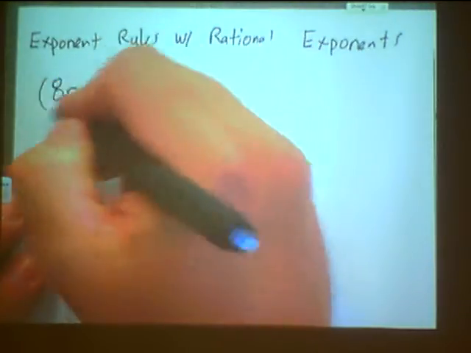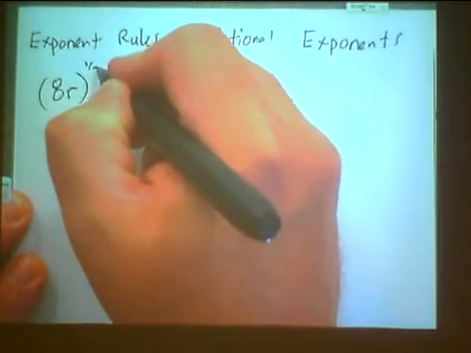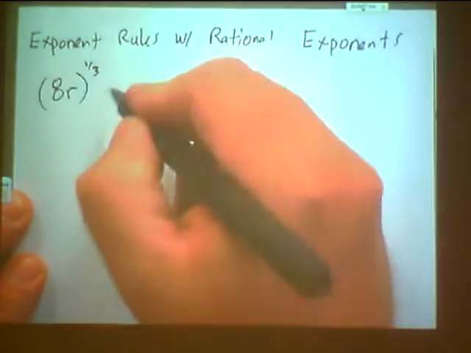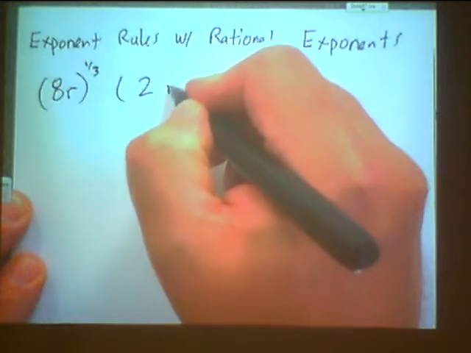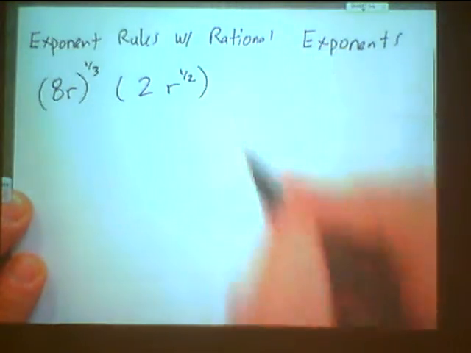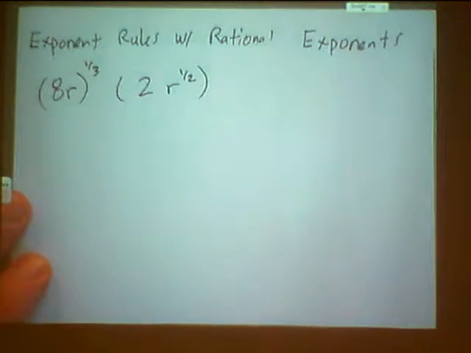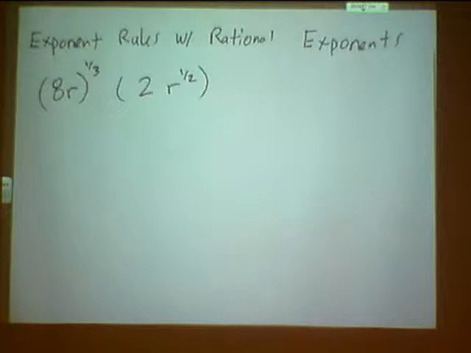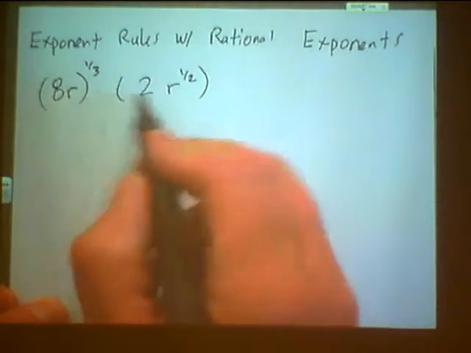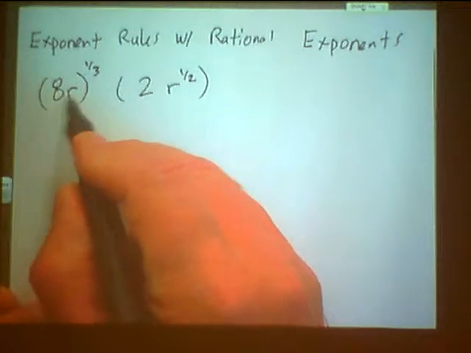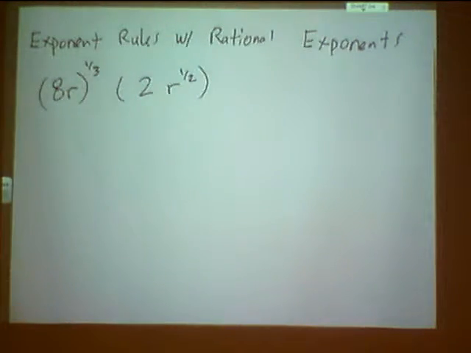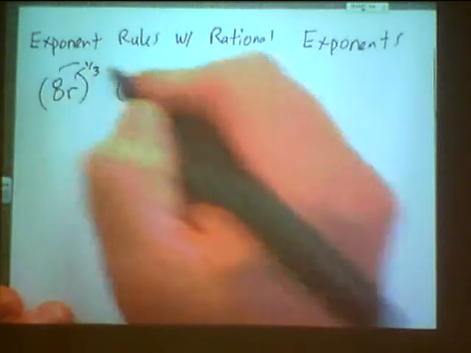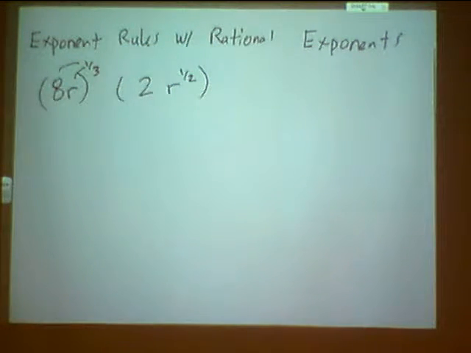8r in parentheses raised to the 1/3 power times 2r to the 1/2. Now one of the key things I want you to realize first is the difference between these two factors here. You notice here the 8r are both inside the parenthesis, so that means we'll use the power rule. The 1/3 gets applied to both the factors inside.